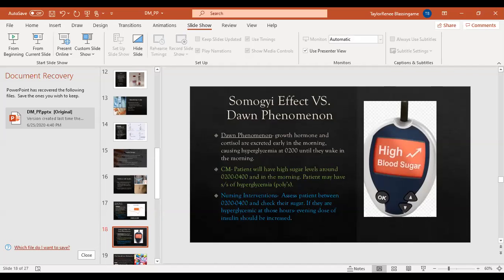As well, they might have some of the signs of hyperglycemia, the polys: polyphagia, polyuria, polydipsia. And so when you find out they have Dawn phenomenon, what you're going to do is increase the evening dose of insulin. Okay, so with Dawn, they constantly are high in the middle of the night, and with Somogyi, they drop low in the middle of the night. Because you're definitely going to have questions, either this semester or in the future, on how to figure out between Dawn phenomenon and Somogyi effect and what to do. Okay.